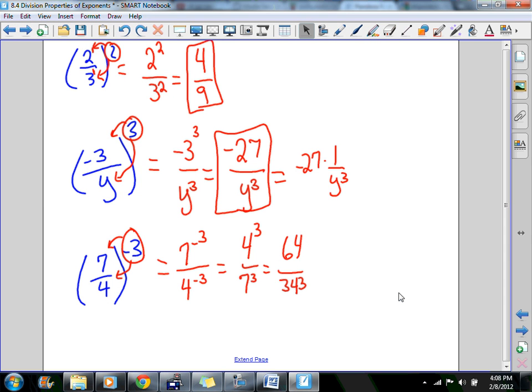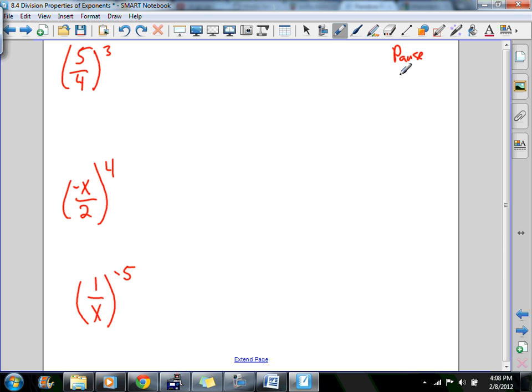Yep, fully simplified. But you still have to try to simplify it if you can. And there you go. Try these on your own. So we're back. So let's give these each a good try.